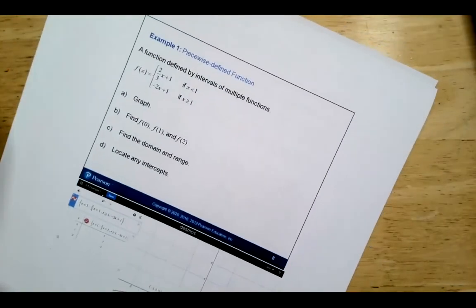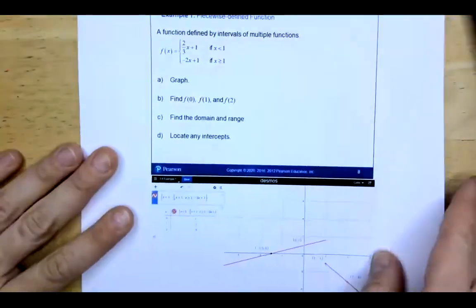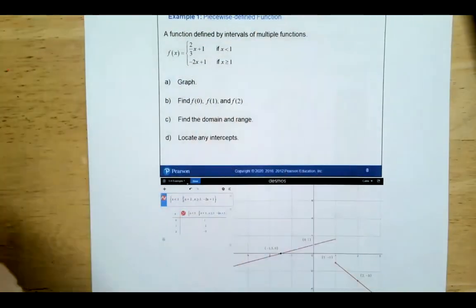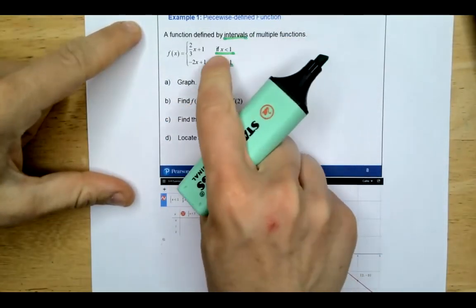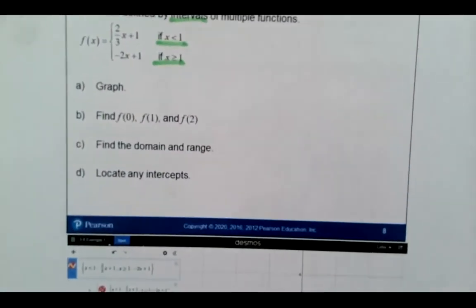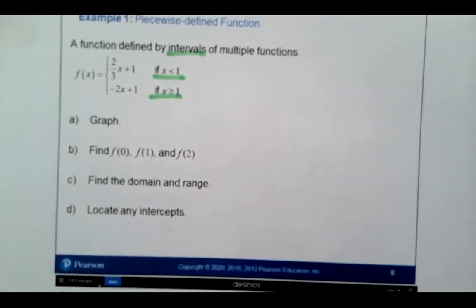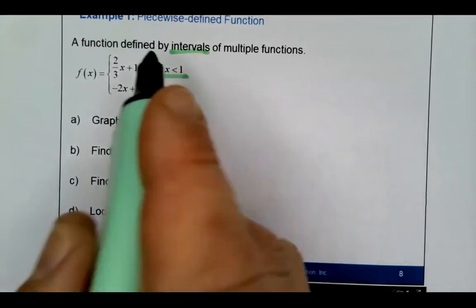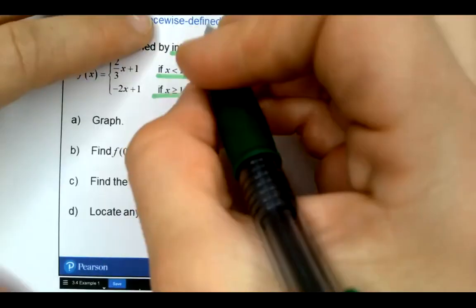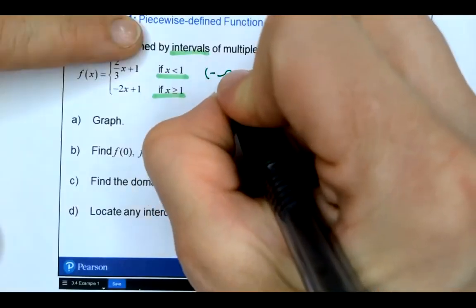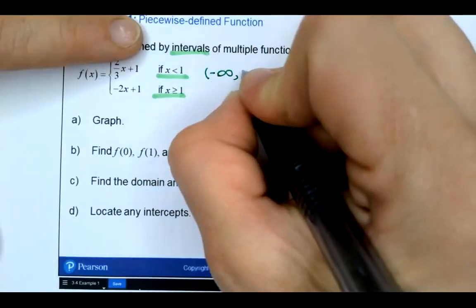We are going to talk about piecewise defined functions. Intervals of multiple functions, okay? Interval means this part. When x is less than 1, on the interval, x is less than 1. So the interval for that would be x is less than 1. X is less than 1 means from negative infinity to 1.